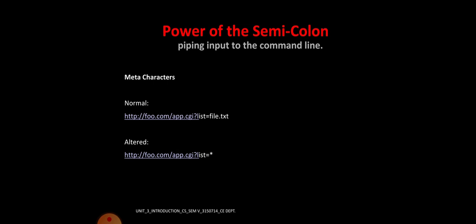Meta characters for a normal fwo.com: use this URL and alter it. You see the main examples of how to use the meta characters. Path directory traversal, the normal and the altered. We have seen both; compare these two URLs in the normal and altered form.